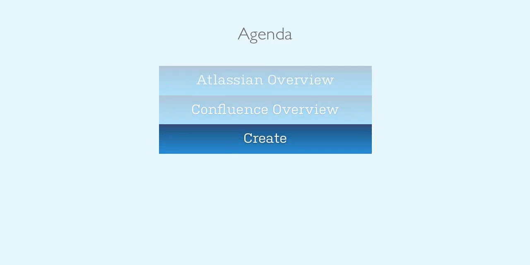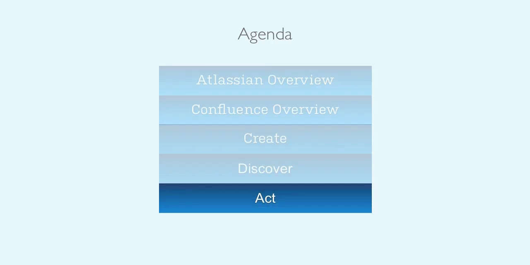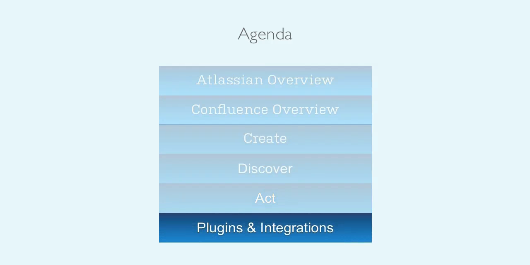First, we'll show you how to create rich content: spaces, pages, blog posts, and other forms of content. Then we'll demonstrate how Confluence helps you discover content that's relevant to you. Third, we'll show you how Confluence allows you to take action on your most important work. Lastly, we'll show you how to extend Confluence to your specific requirements with add-ons from the Atlassian Marketplace.